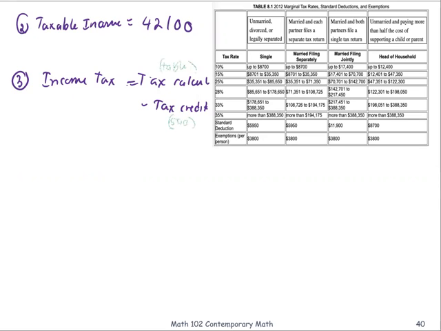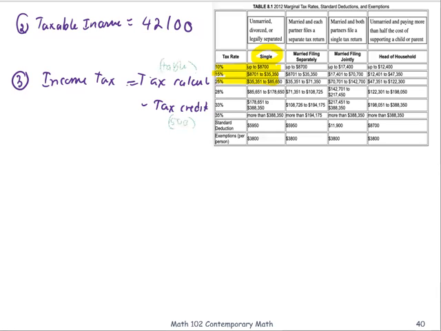From the table, since the taxable income is 42,100, the column that we use is the single column. The number that we have, 42,100, drops between 35,351 and 85,000. So we're going to use these 3 rows to calculate the tax computation.